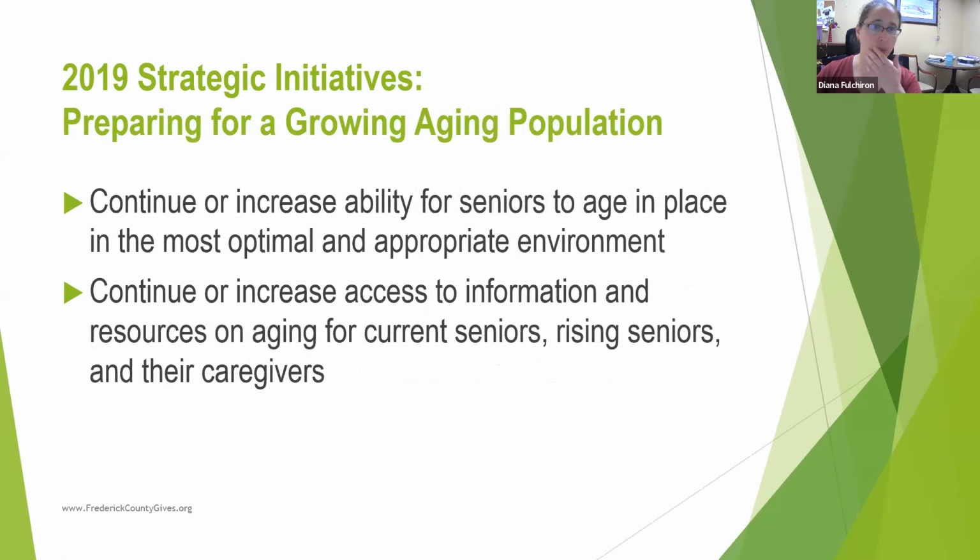And then for preparing for a growing aging population, we want your programs to either continue or increase the ability for seniors to age in place in the most optimal and appropriate environment. That could be keeping them in their home. It could be moving them to a facility that better serves their needs, or a better housing option that better serves their needs. And we're also looking for programs that continue or increase access to information and resources on aging for current seniors, rising seniors, and their caregivers. So this is really about education in the community and making sure the populations that are affected by aging issues have the information they need to make informed decisions.